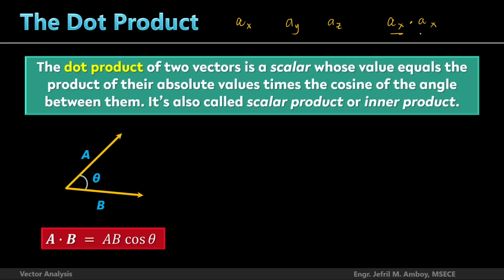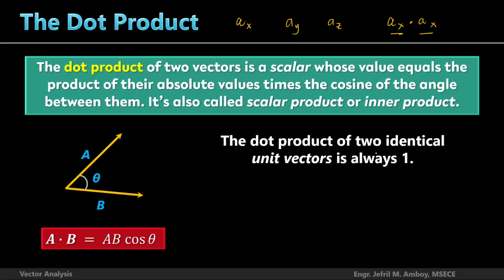Since the absolute values of these two are 1, because they are unit vectors, the answer we get is 1. So let us remember that if we multiply two identical unit vectors, the dot product is always unity, or 1. How about if we multiply two different unit vectors? For example, ax dot ay. What do we get? We know that these two unit vectors are perpendicular to each other, right?